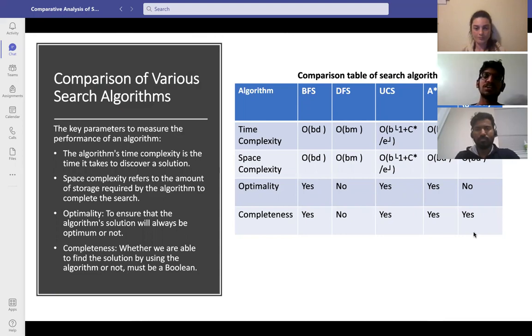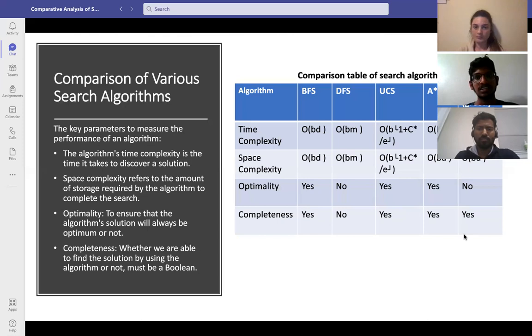That is, whether we are providing the solution in an efficient manner, with less cost and less time. And completeness is whether we are able to complete the given problem by using the algorithm or not. This completeness will always be a boolean, a true or false, yes or no condition.